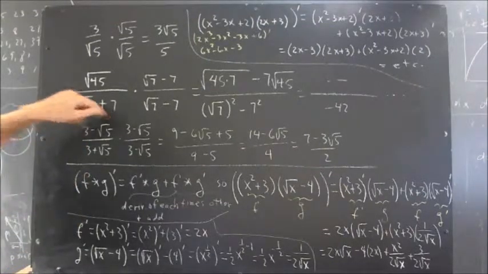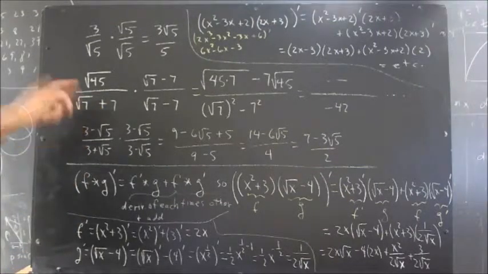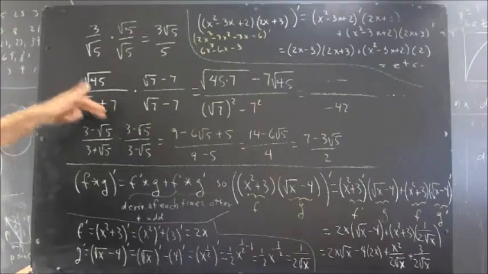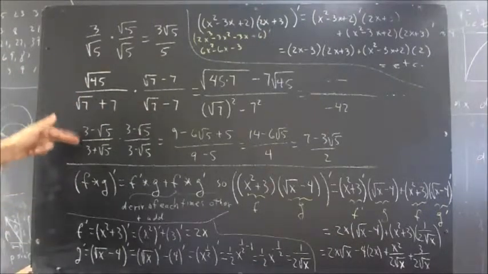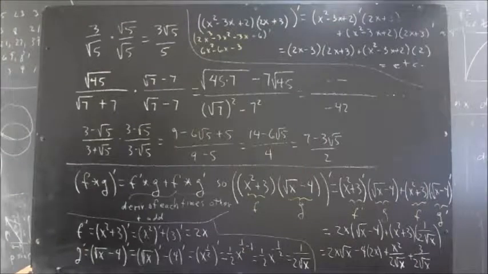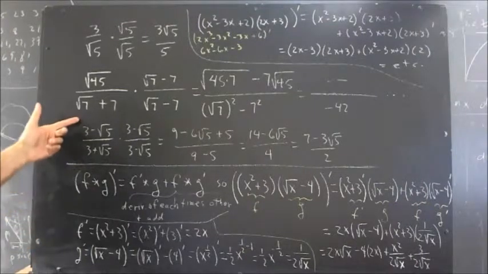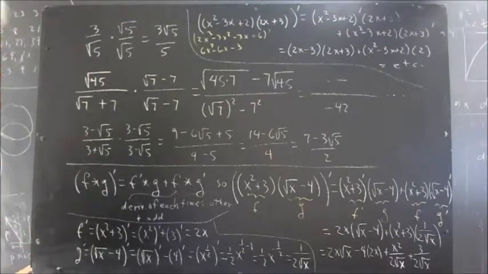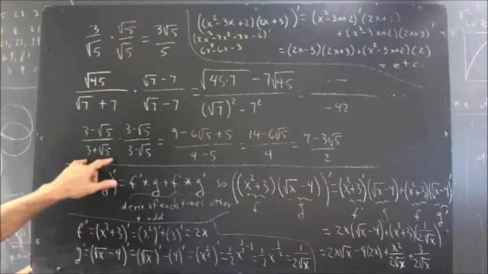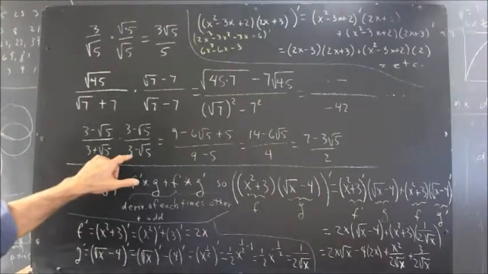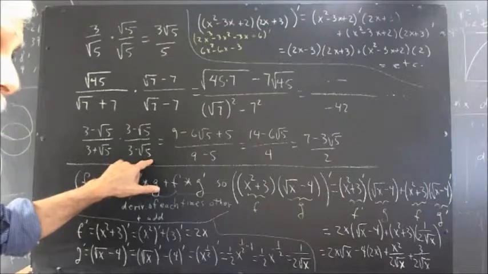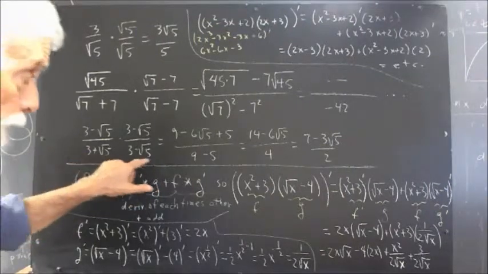Then we have another one that's really pretty similar: 3 minus the square root of 5 divided by 3 plus the square root of 5. And we don't worry about the numerator. All we want to do is rationalize the denominator. So we use the same trick. We multiply by 3 minus the square root of 5. So we have an a plus b times an a minus b.